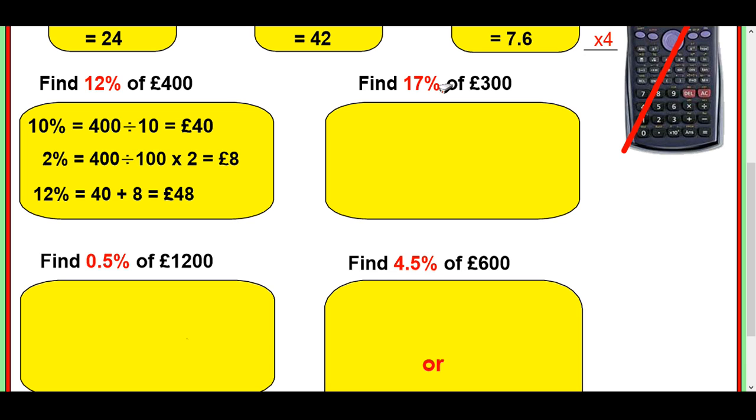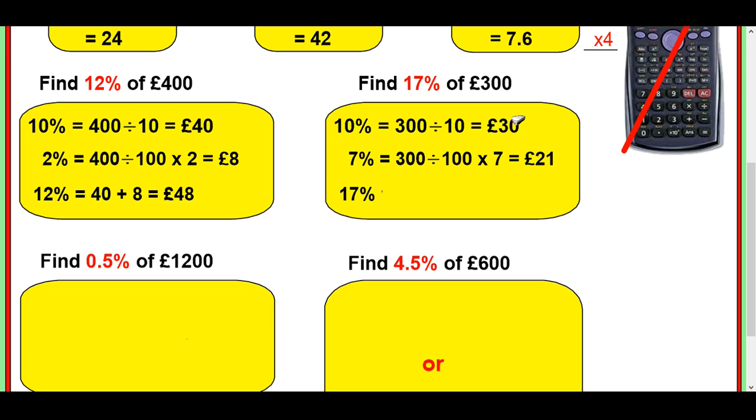This idea is similar, so to get 17% of 300, get 10% first, so divide by 10. To get the 7%, you take your 300 again, you divide it by 100 to get 1% and times by 7, so that's going to give you 3 times 7, which is 21. And then 17% is made up of a combination of those two added together, isn't it? So your £30 and your £21, and that gives you £51.